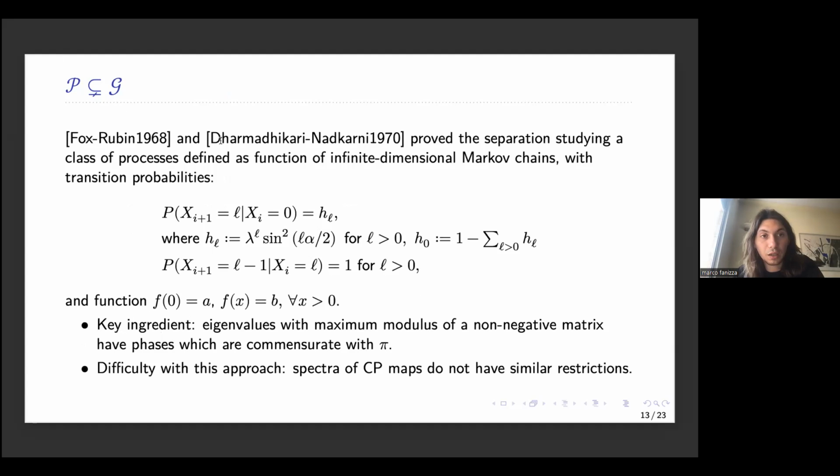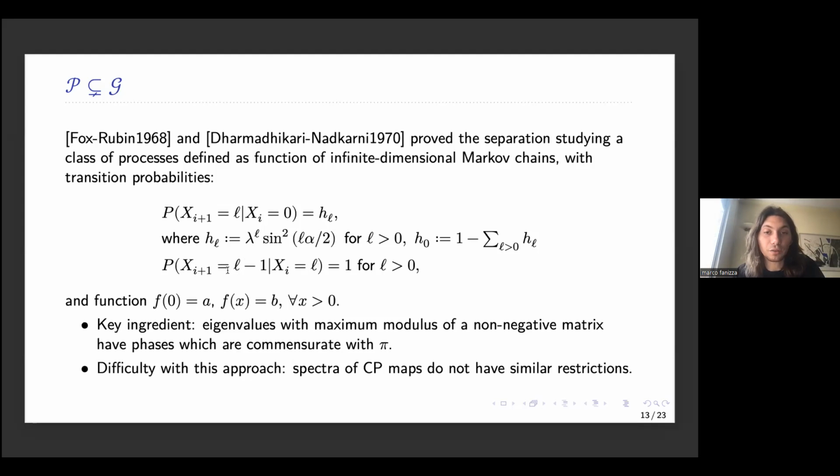Initially, the processes they considered were defined as functions of infinite dimensional Markov chains. In this case, the state space is the set of non-negative integers. So the state can be one of these non-negative integers. And what happens is that at each step, if the state is zero, at the subsequent step it's in the state L, with this probability for L larger than zero, which is exponential in L and multiplied by this trigonometric function. When L is not zero, with probability 1, it goes to the lower state.